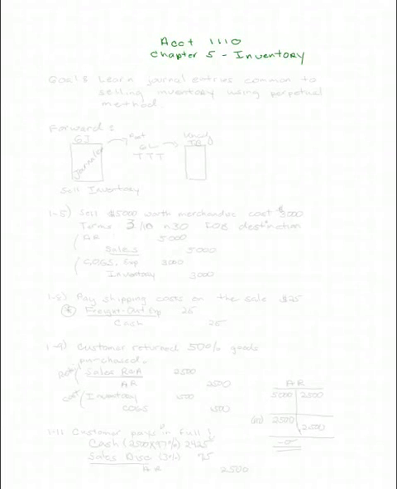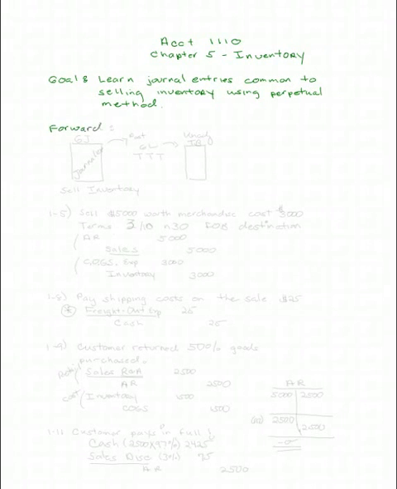And this time, our goal, we always have a goal, is to learn to journalize transactions common to selling inventory under the perpetual method. We've already learned how to purchase it. Now, how do we sell it? And we bring forward the same concepts we did, how to journalize, and the accounting cycle.